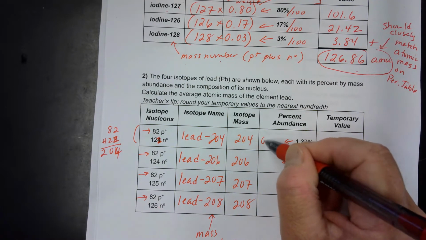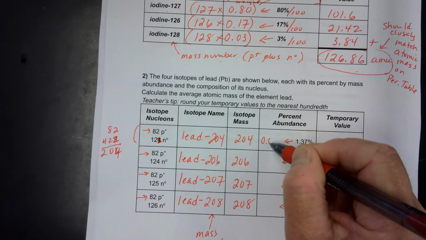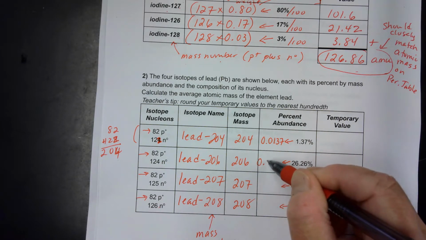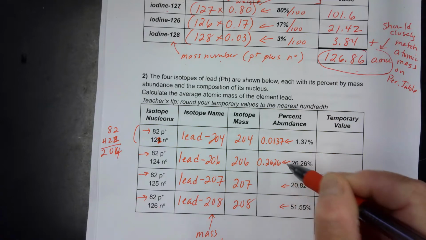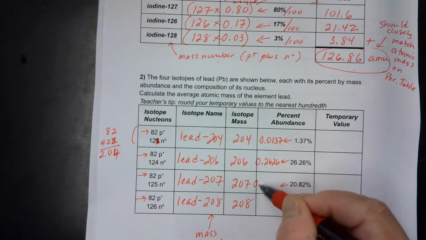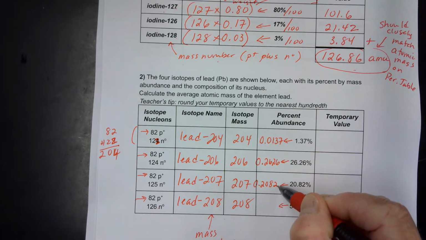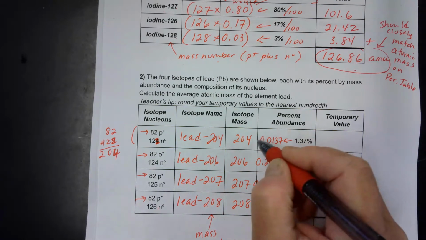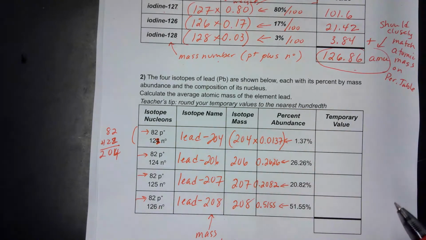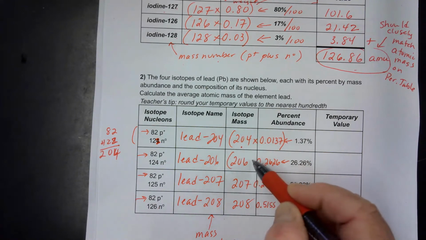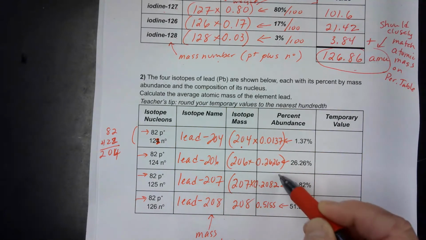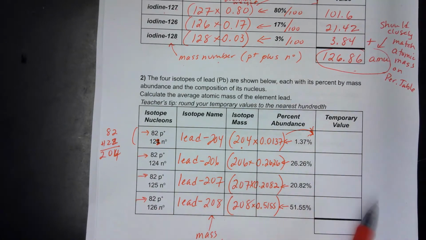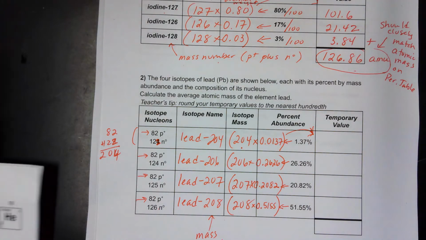Be careful on this first one. The decimal is going to be 0.0137. Next one down is going to be 0.2626. The third one down is 0.2082. And lastly, 0.5155. We then take the mass and multiply it by the decimal weight. My numbers are a little crammed. And we put those answers to each line into the temporary value column.